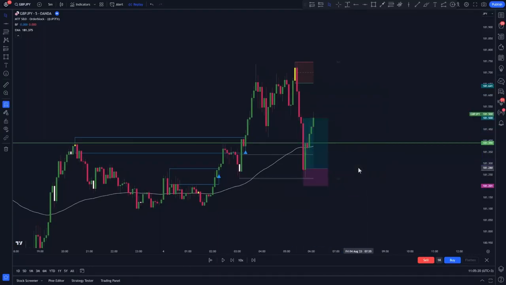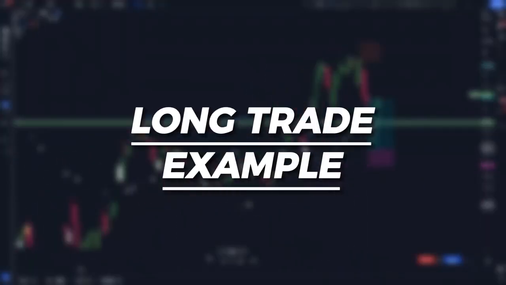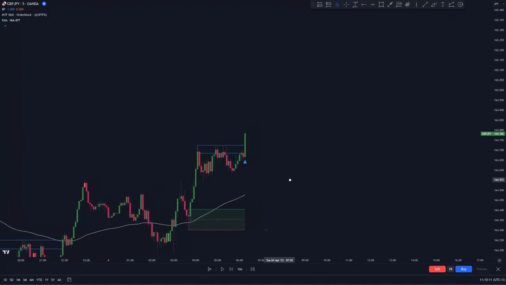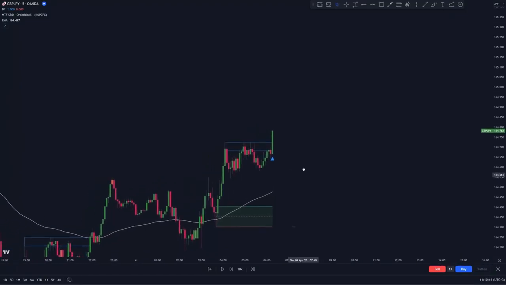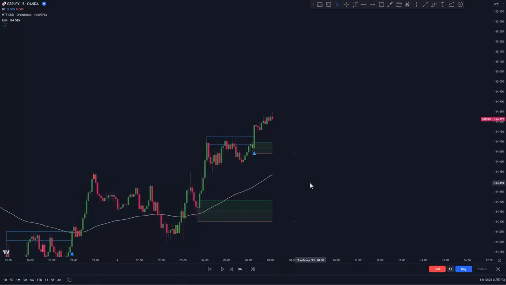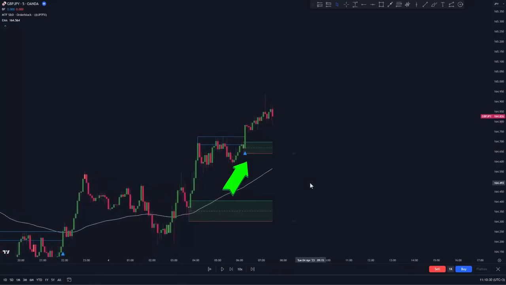Now, to show you what I mean by this, let's take a look at how we could enter a long position. Now, to enter a long trade, these are the conditions. First, we want the market to print a demand zone within a bullish trend. To confirm that, we just let the market play out until a demand zone is printed. This zone right here represents a demand zone.